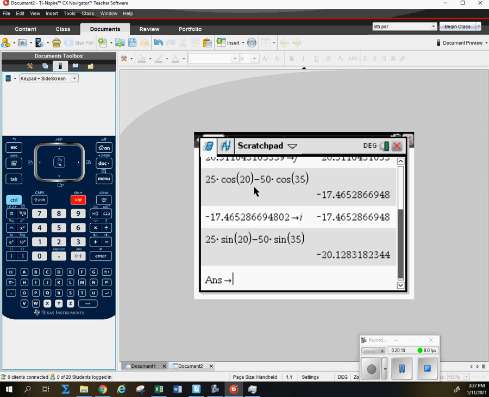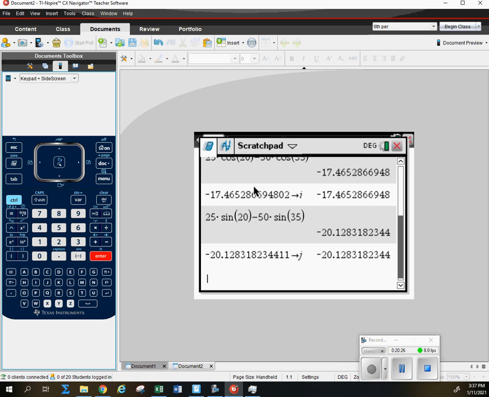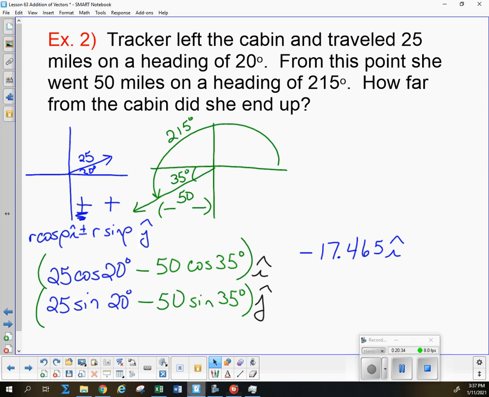And I don't need the j from the first problem anymore, so I can call this j, and it will replace the old j with my new j. And I need to write down negative 20.128 for my j hat. So then I had minus 20.128 j hat. That is where I end up.